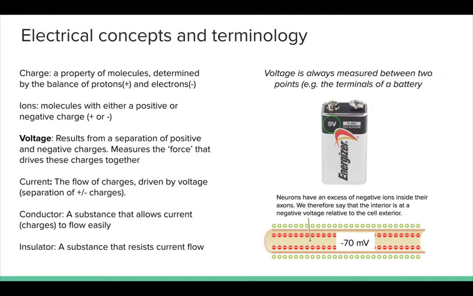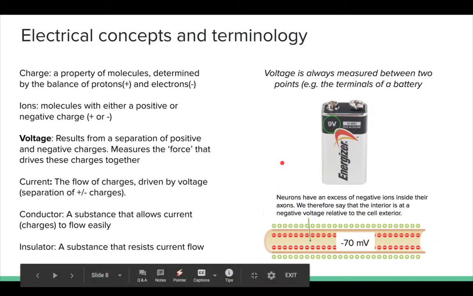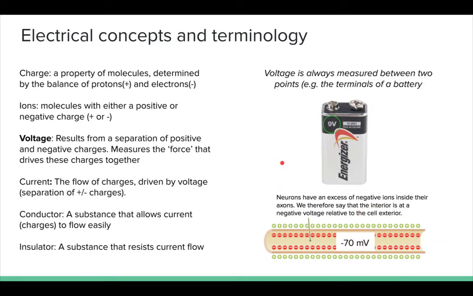One important thing we need to know about voltage is that it is always measured between two points. For example, if we think of the terminals of this battery, and we hooked up a device to measure voltage, attaching one end here and the other end there, it would tell us that it has a voltage of 9 volts. What it's telling us is the amount of force that is drawing the charges between these two terminals towards one another.